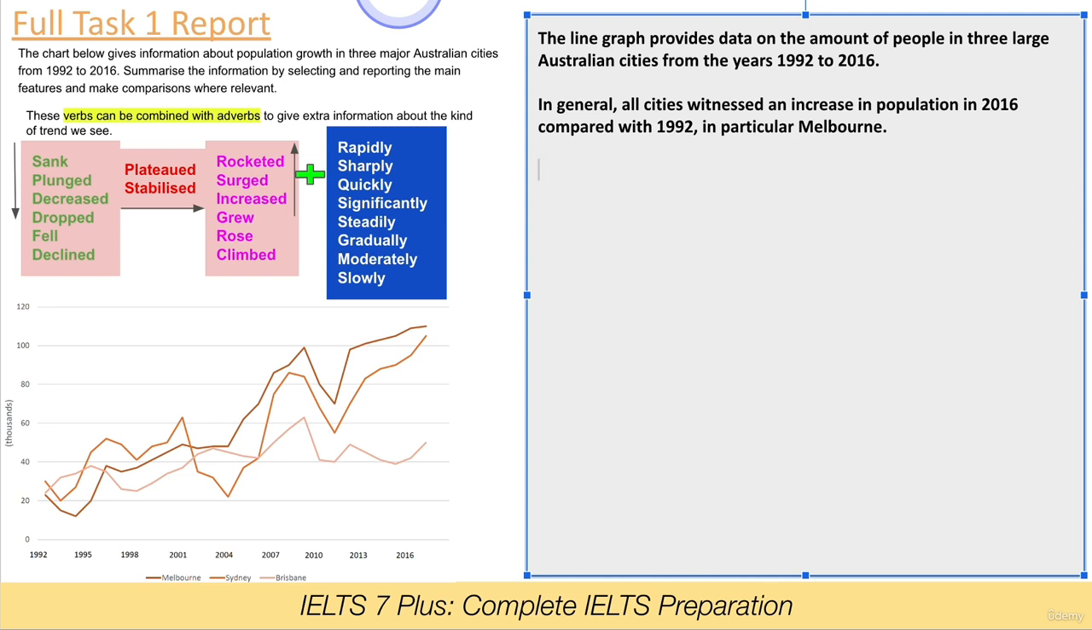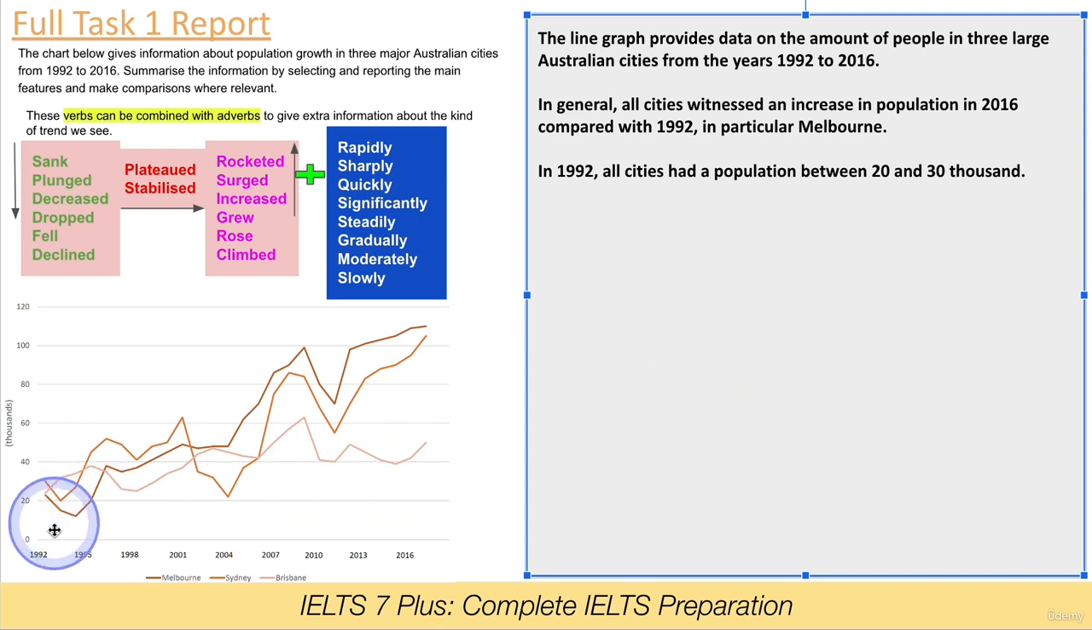We haven't gone into detail, as you've seen, but now is our chance to go into detail with our first group, 1992 to 2004. So, in 1992, all cities had, well, a population of 30,000 and below, but they were between 20 and 30, I would say. So in 1992, all cities had a population between 20 and 30,000.